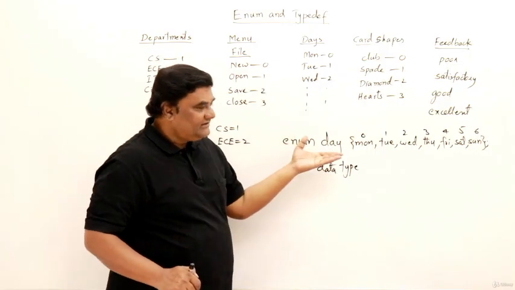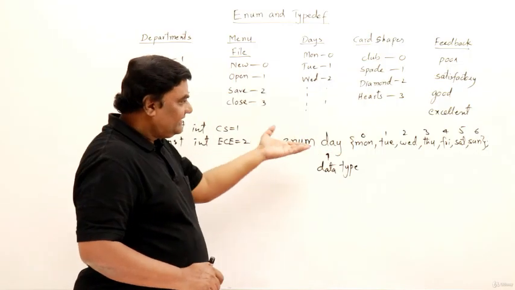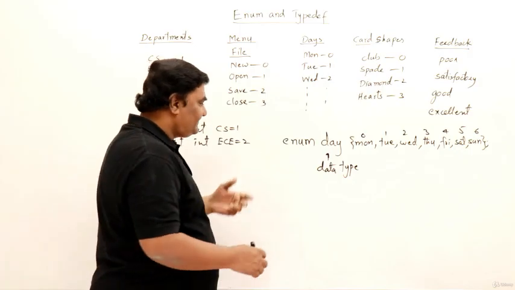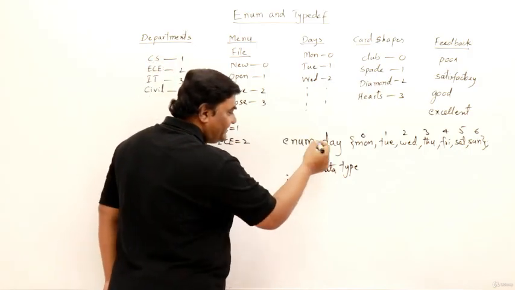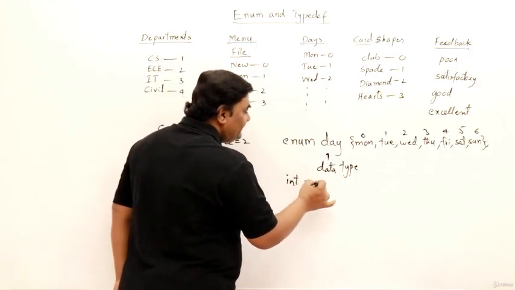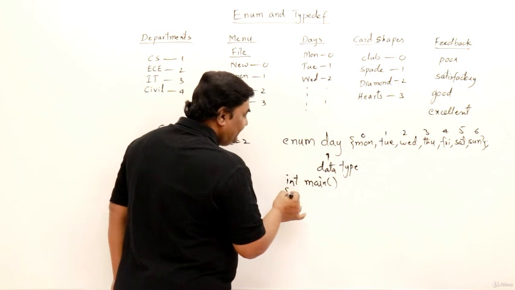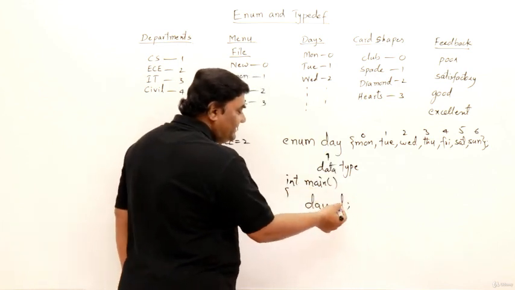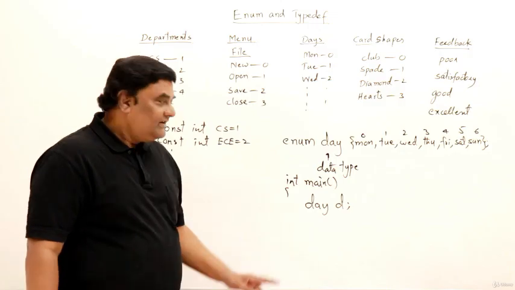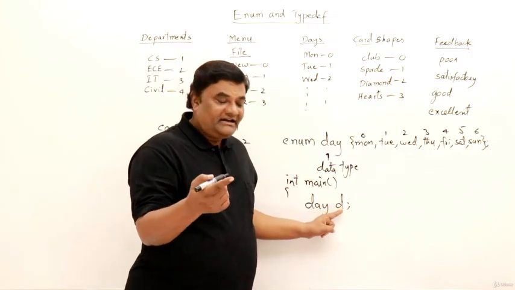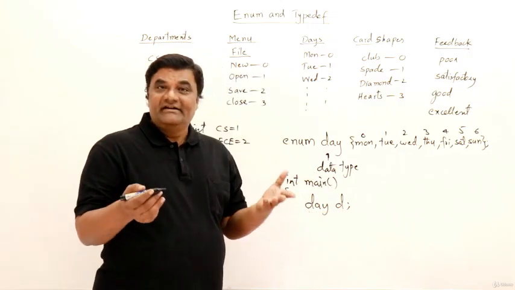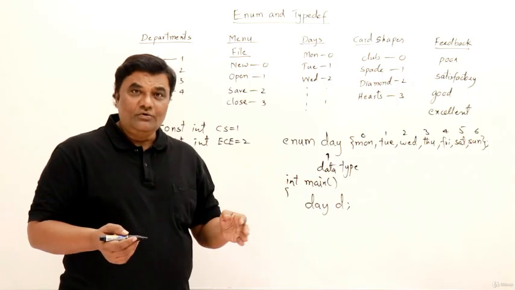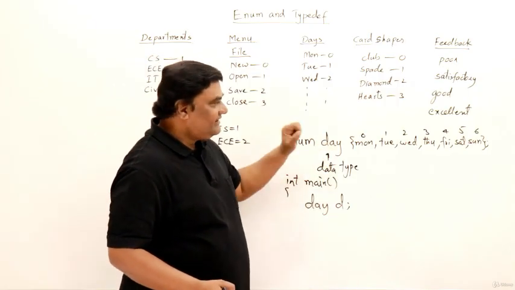Now, if I have defined this in my program, then I can use it in my program. Let us say inside the main function. This is done outside the main function. Inside the main function, I can declare the variable of type day now. Day D. D is a variable of type day now. See, this is a variable of which type? Day type. What is day? It's a data type. Is it built in? No, we have defined it. This is our data type.